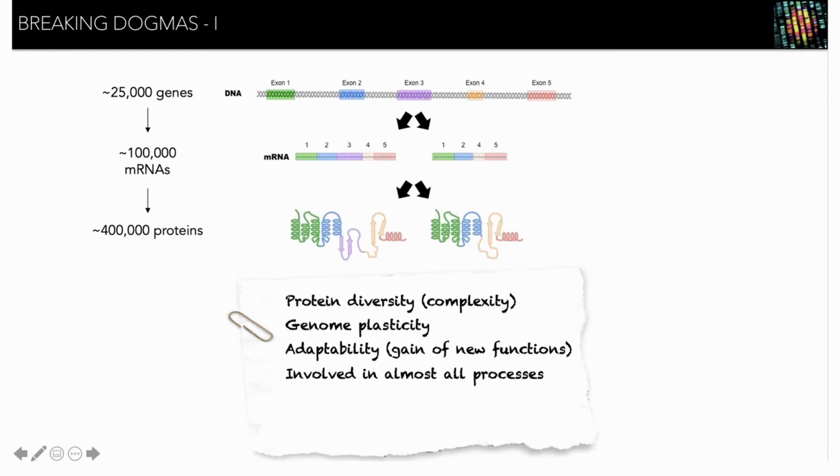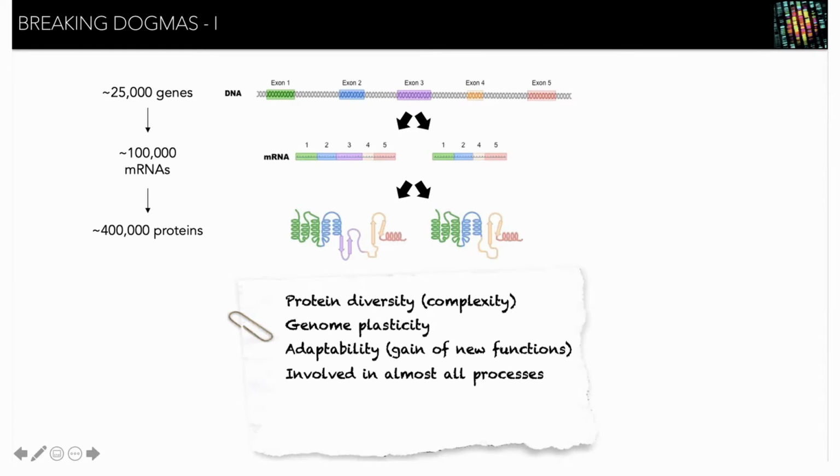And we can see this in evolution. The more complex the organism gets, the more alternative splicing there is. It also gives a huge plasticity and adaptability, because you can gain new functions easily with this mechanism. And actually, we're realizing now that most of the genes have some alternative splicing, and that it's involved in almost every single process in the cell.